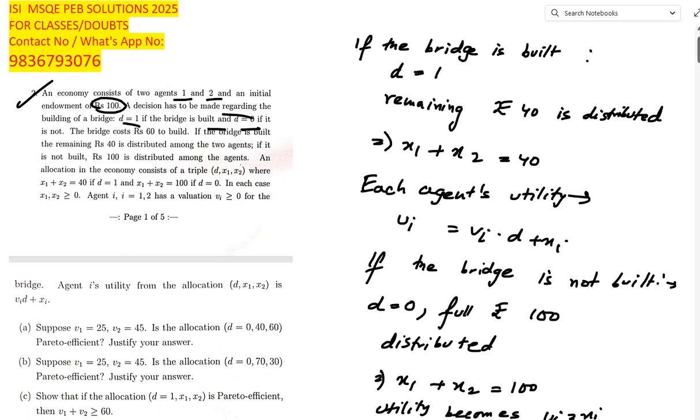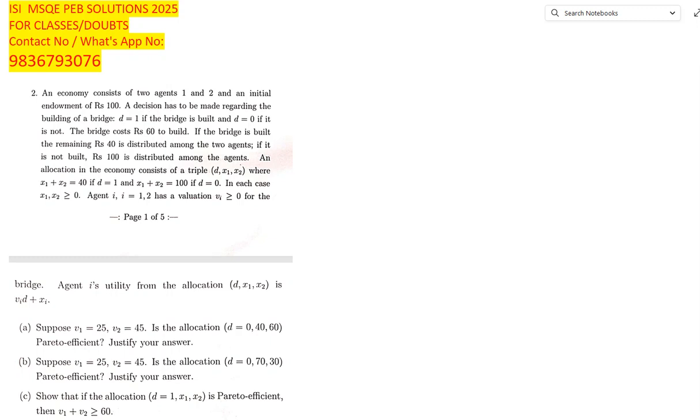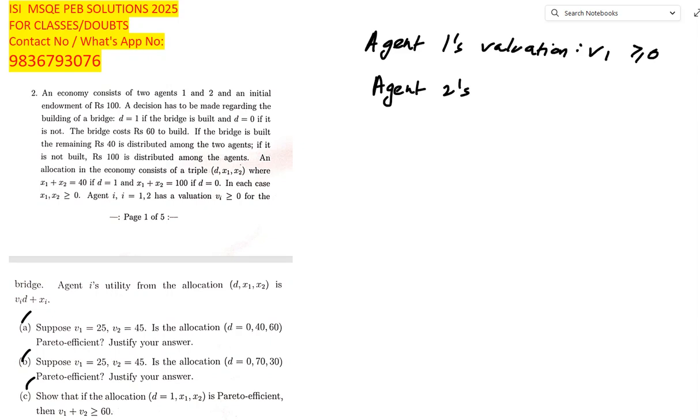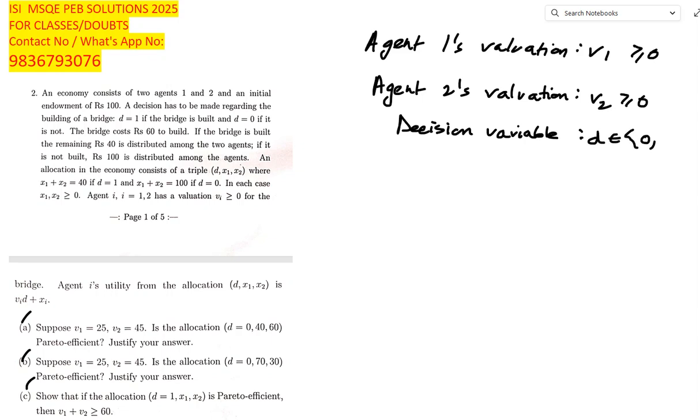Here we will denote agent 1's valuation, V1 greater than or equal to 0, and agent 2's valuation, V2 greater than or equal to 0. And the decision variable is D, which belongs to 0, 1.